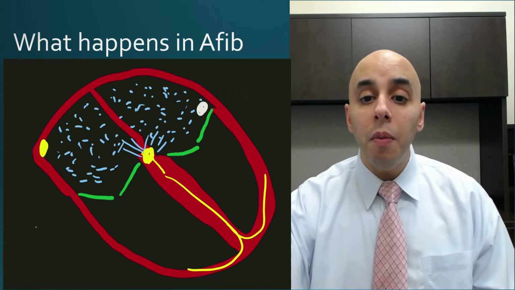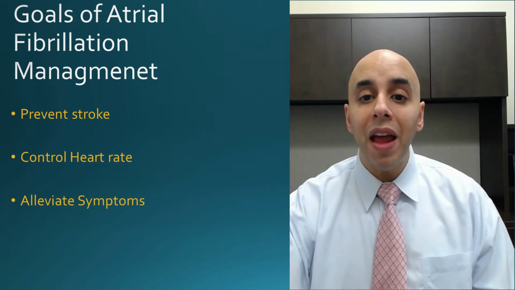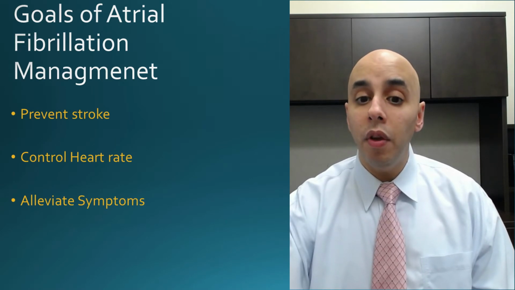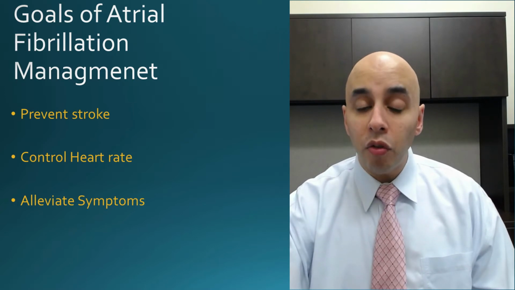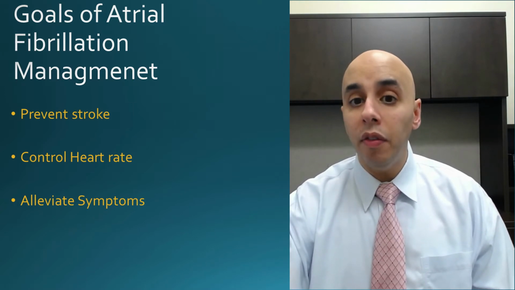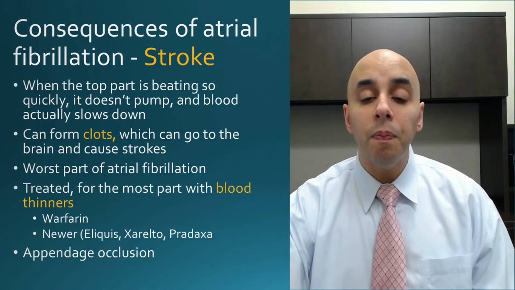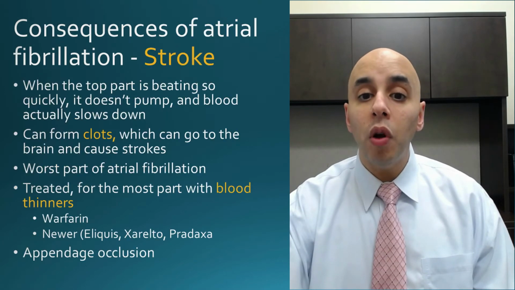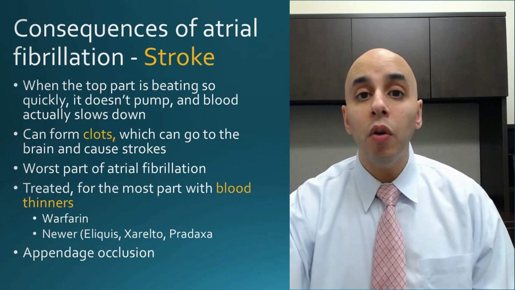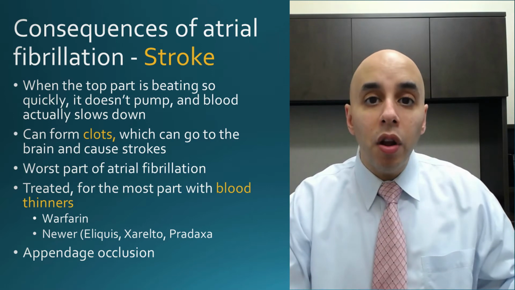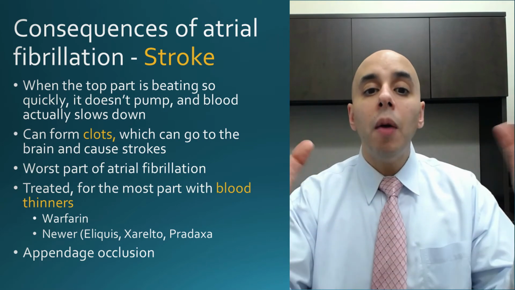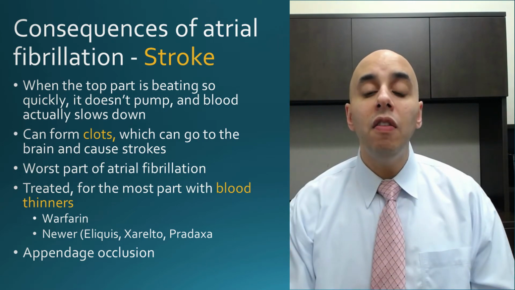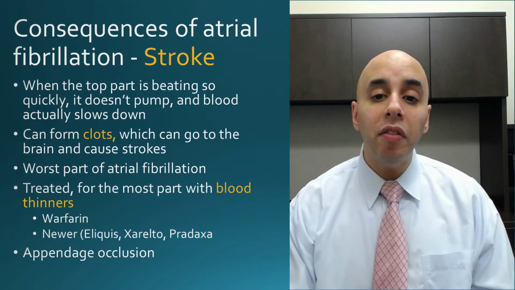So the importance of managing atrial fibrillation is several. The first is to prevent stroke. The second is to control the heart rate, and the third is to control symptoms. We'll talk about each of those. With regards to stroke, when the top part of the heart is beating so quickly, it doesn't get a good kick of blood from the top to the bottom. So the top part's just quivering, and that can lead to blood clotting, and those clots can cause stroke.